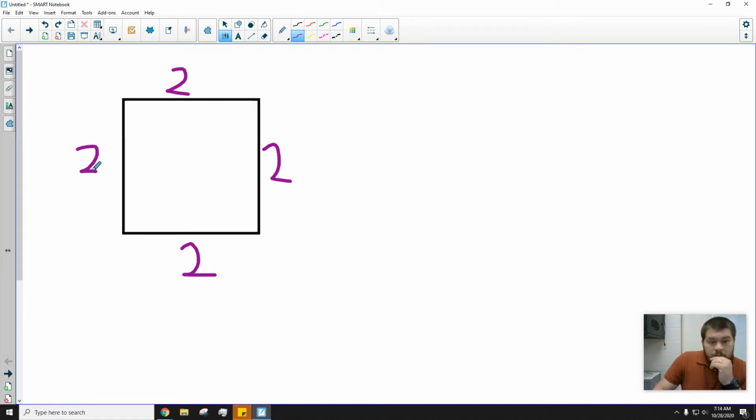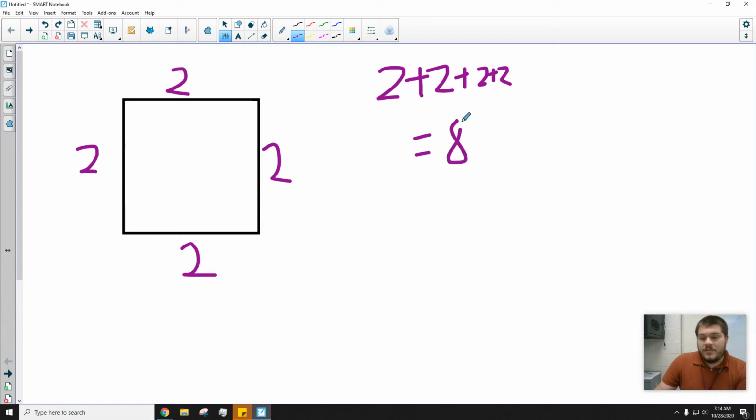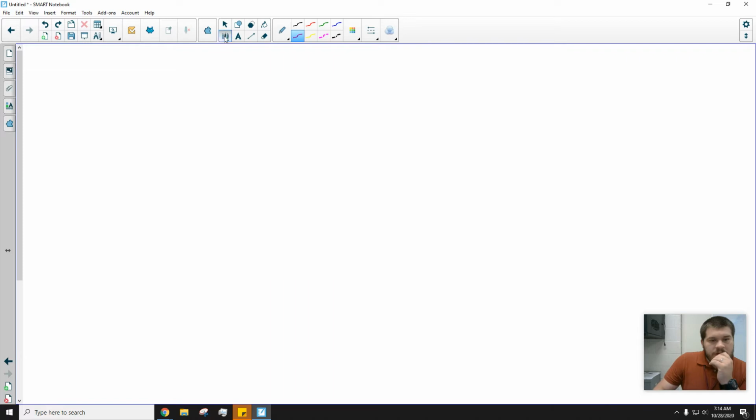Okay, so perimeter, we do addition. Not to be confused with area. Area is multiplication. Perimeter is addition. So we have 2 plus 2 plus 2 plus 2. And that gives me 8. So we have a perimeter of 8 for this square. All right.